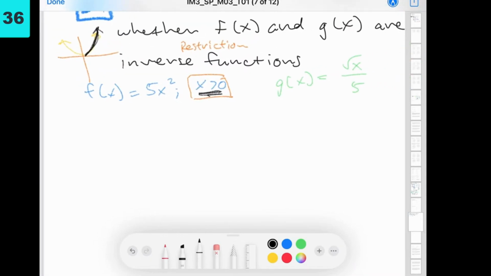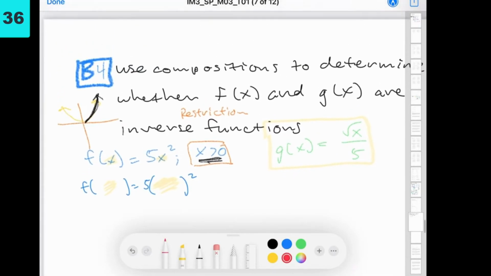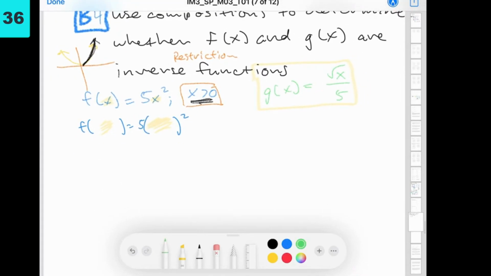Alright, so I'm going to take all of this and put it for every x value. So I have f of x 5 times this. You don't need to write the restriction anymore. Okay, we're putting in g of x, and g of x is the square root of x over 5. Don't worry about the left side.